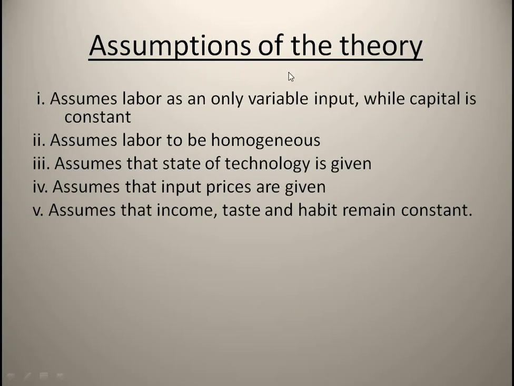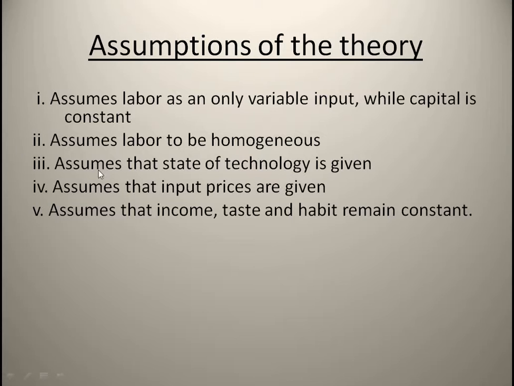Next, there are some basic assumptions. The first assumption is that labor is the only variable input while capital is constant. As I said, in the short run, either labor or capital can be taken as a variable input. Here it assumes that only labor is the variable input. Second, it assumes that all the laborers are homogeneous in character. They have the same skill, same craftsmanship and same knowledge about producing a product.